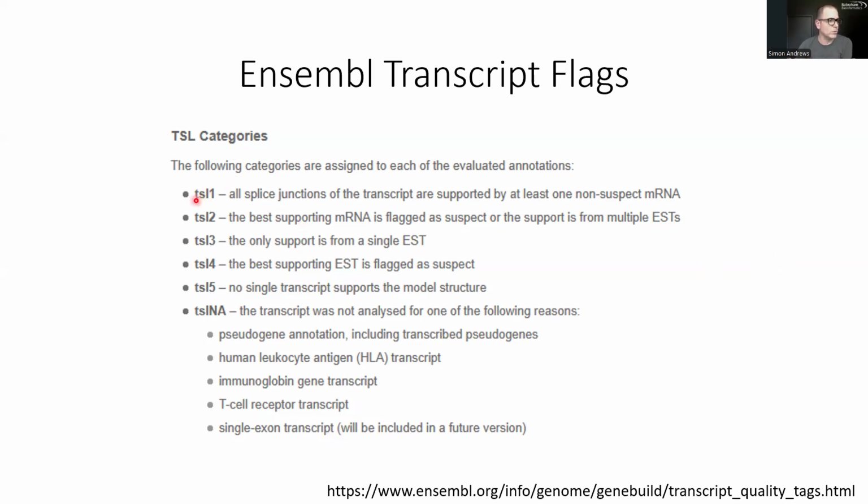So ideally what we would want to see is a transcript support level 1, which is that all of the splicing decisions in that isoform are supported by good experimental evidence. For TSL2, you have evidence for all of the splicing decisions, but at least one of the ESTs that supports that, so the cDNA sequences, is flagged as suspect in some way. TSL3 says, well, there's only one sequence that's ever been deposited that supports this, so it could be right or it could be just an aberrant form. 4 is there's only one sequence and it's suspect.